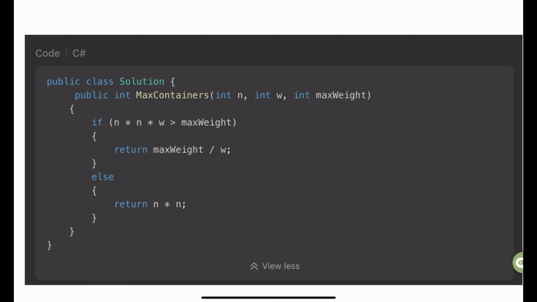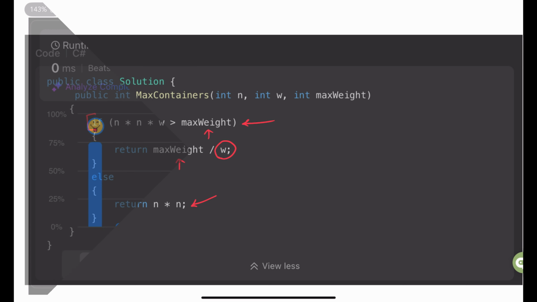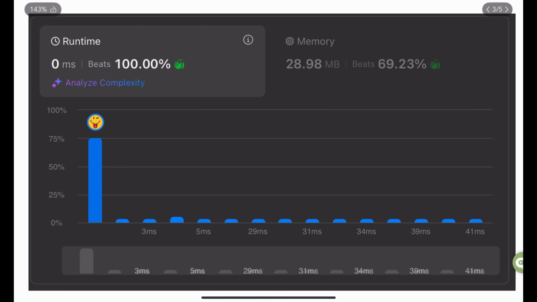Here is my C# solution. The first check I do in my main method is to verify if the capacity of the ship is greater than the maximum weight. If yes, then I am dividing the maximum weight by the size of the cell and returning the value. If the first condition is not satisfied, it means the maximum weight is greater than the capacity of the ship. In that case, I am returning the total number of cells, which is n by n. This code, when submitted on LeetCode, beats 100% of the submissions in terms of runtime and 69% in terms of memory.